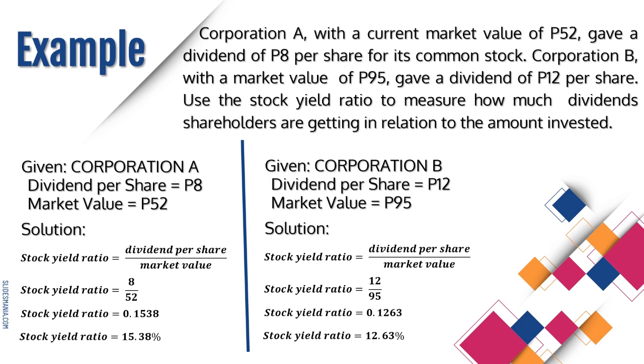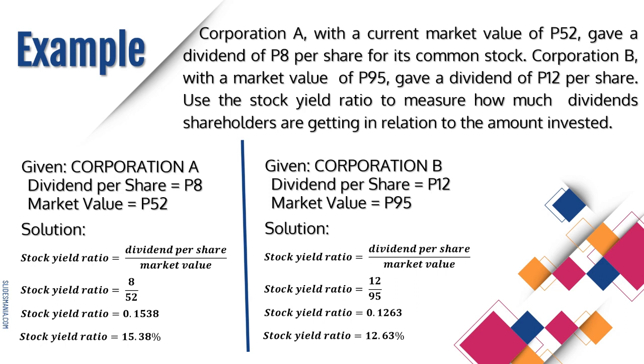For Corporation A, our given will be dividend per share is 8 pesos, our market value is 52 pesos. For our solution, we will make use of the formula stock-yield ratio is equal to dividend per share divided by market value. Our stock-yield ratio will become 8 over 52, that is 0.1538. Then our stock-yield ratio will be 15.38%.